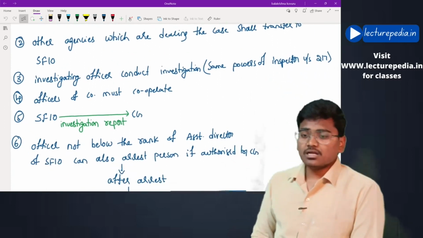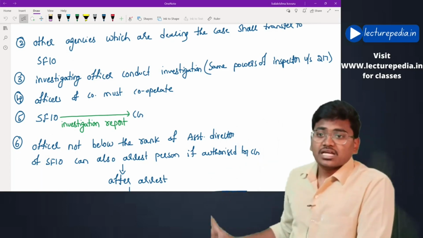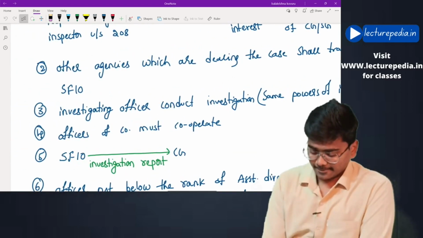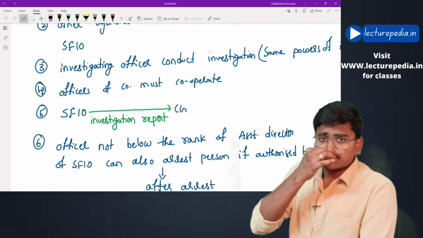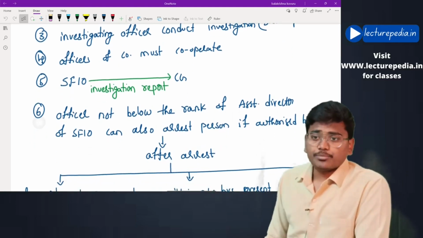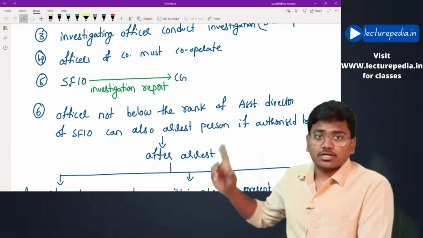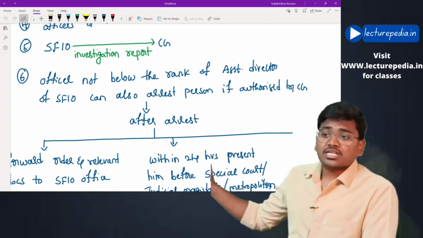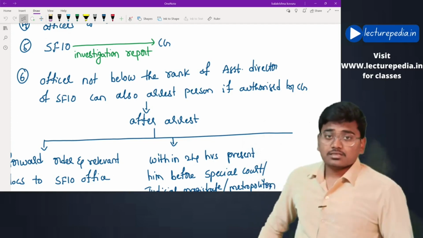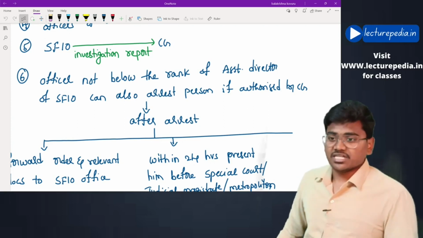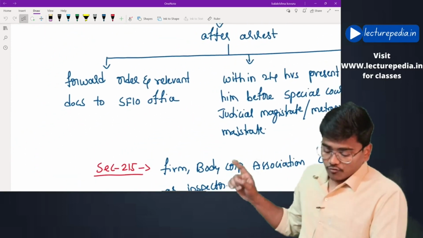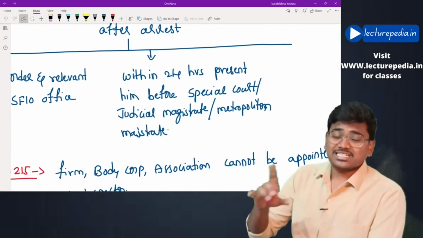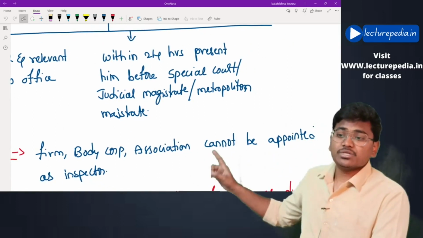Hope this is clear. And SFIO will appoint an investigation officer. The investigating officer will conduct the investigation, and will have the same powers as an inspector under section 217. Officers of the company must cooperate with this investigation officer, and once the investigation is completed, SFIO will give the investigation report to the central government. An officer not below the rank of assistant director of SFIO can also arrest a person if authorized by the central government. After arresting, you have to forward the order and relevant documents to SFIO in a sealed envelope, and within 24 hours present the arrested person before a special court or judicial magistrate or metropolitan magistrate.